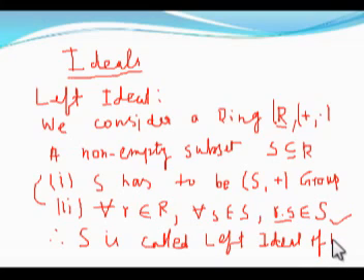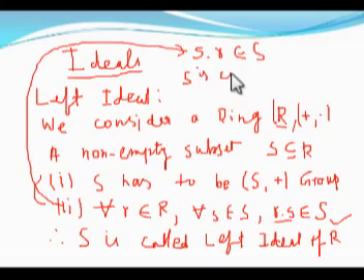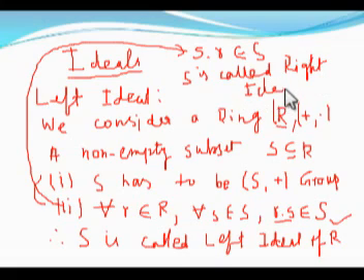And if we change the order in the second condition, if S multiplication R belongs to S, the order is now that R is on the right side, then S is called a right ideal of R.